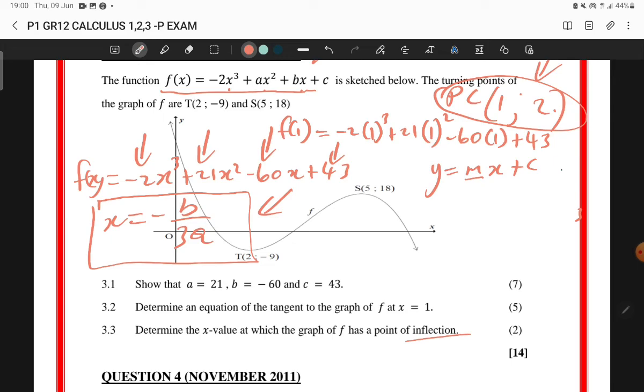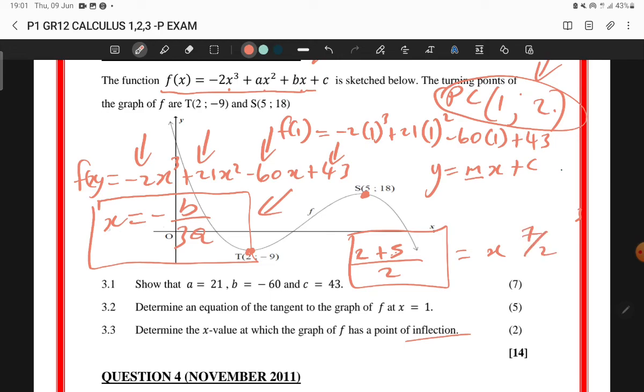Otherwise, you can always find the point of inflection using the x coordinates of the turning points, by finding the midpoint of your turning points, to say 2 plus 5 divided by 2. You can always get the x coordinate of the point of inflection this way. Or you may use this one. For example, this one is 7 over 2.